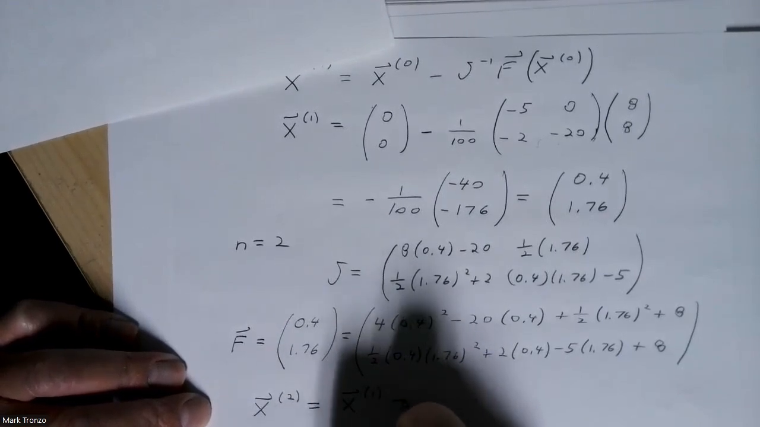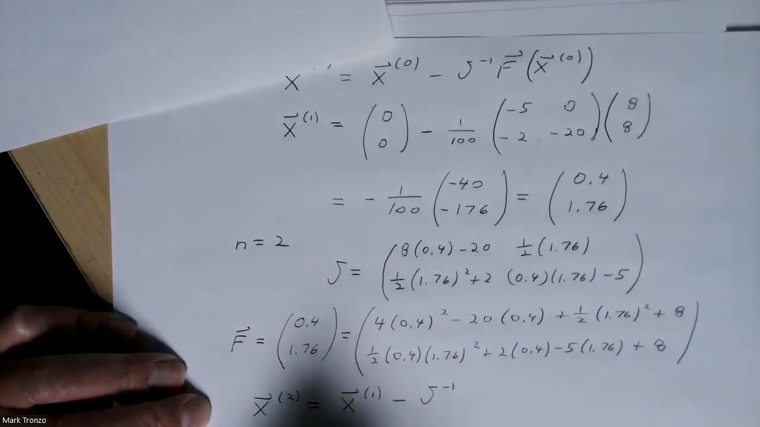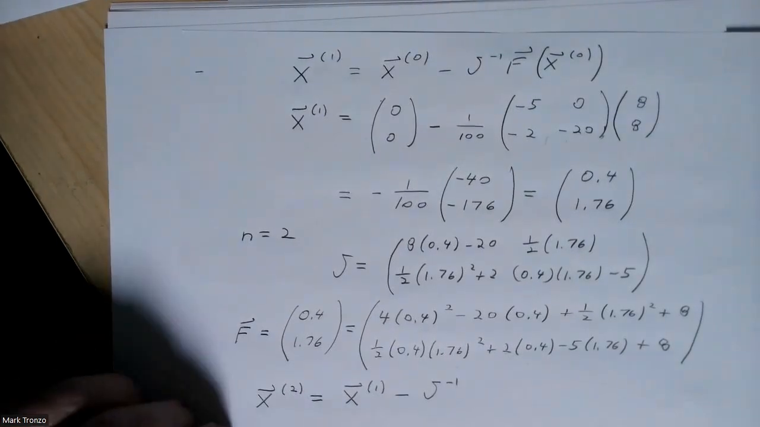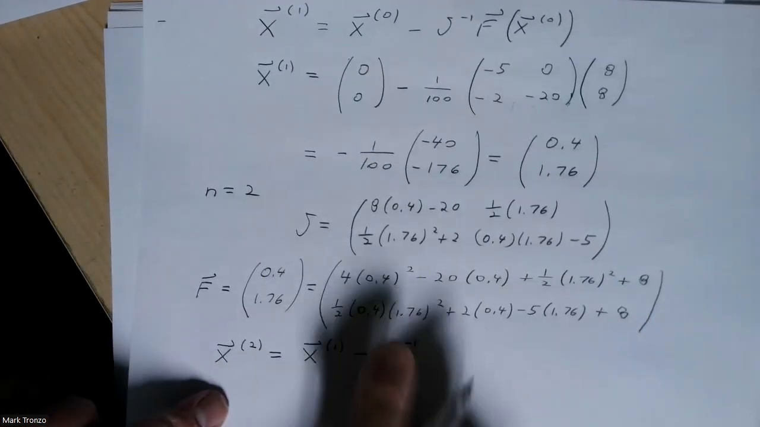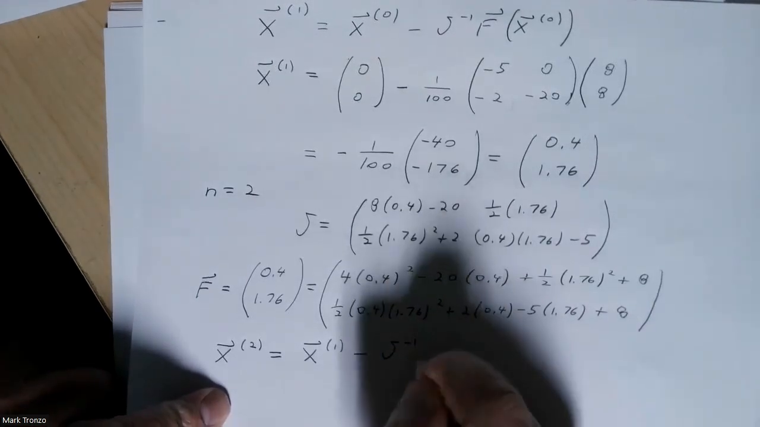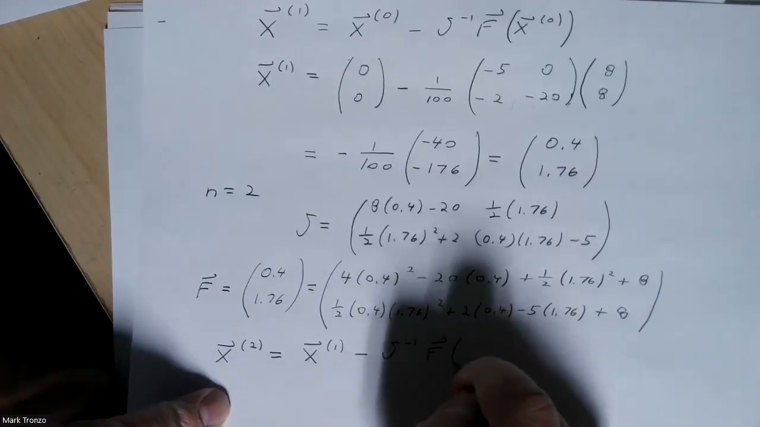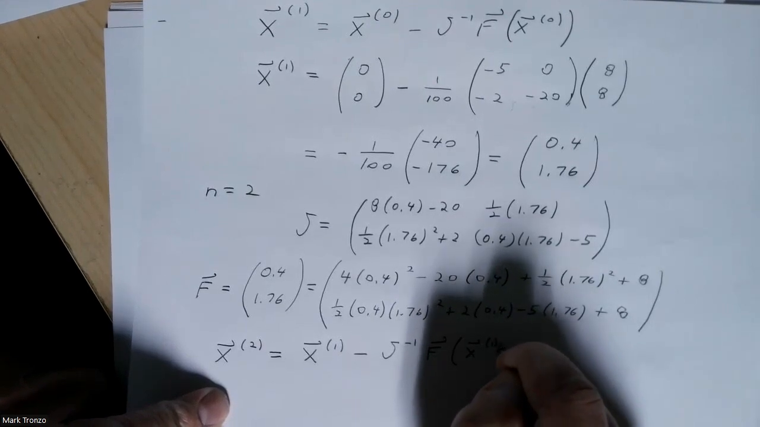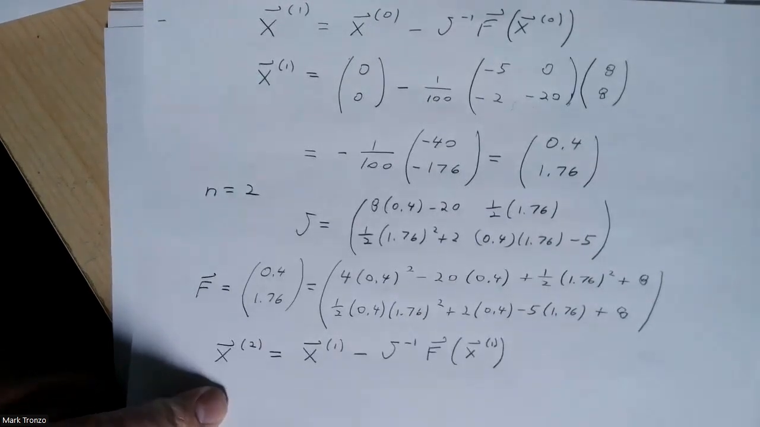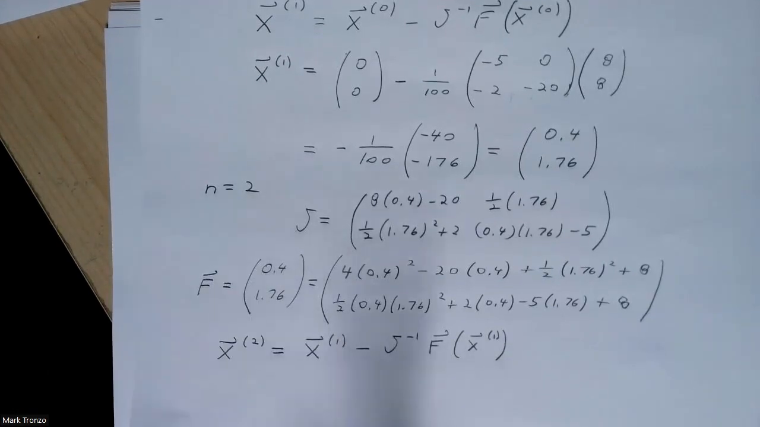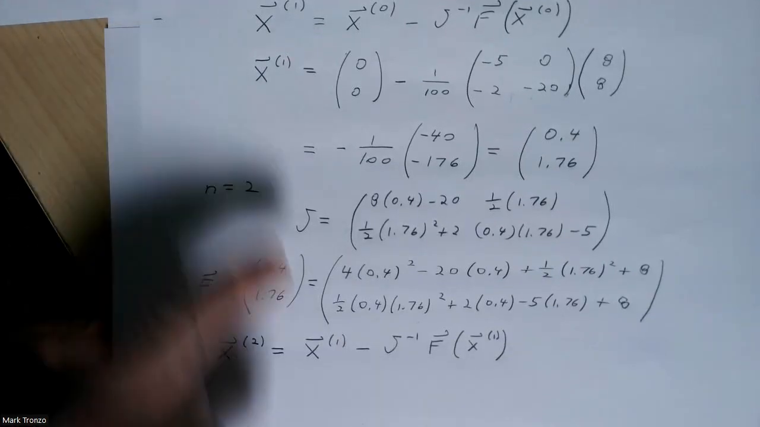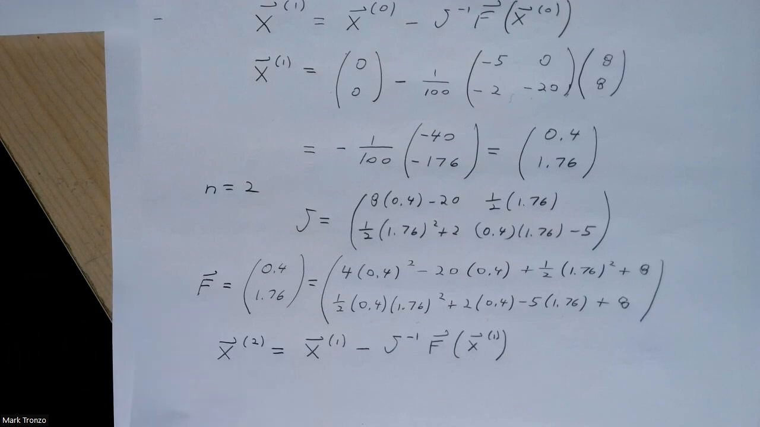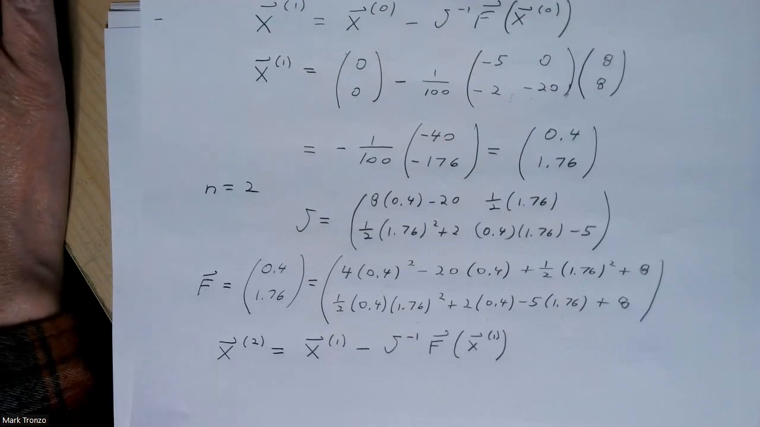Then that's going to make this. And I'm not putting in the notation, but again, we're evaluating the Jacobian at this x1 point. Like that. And then calculate that. Now, this gets a little bit tedious if you had to do this by hand. So we'll go ahead and do this using Matlab.